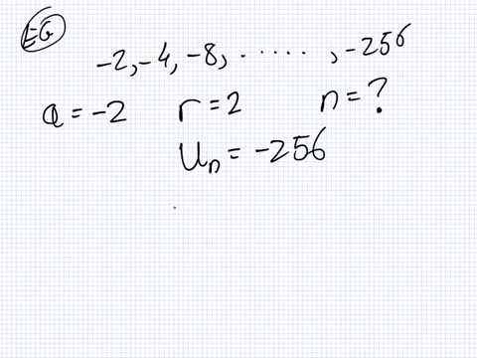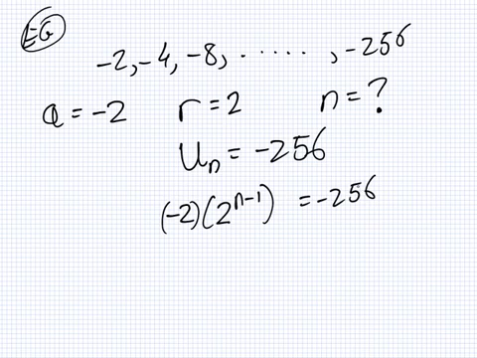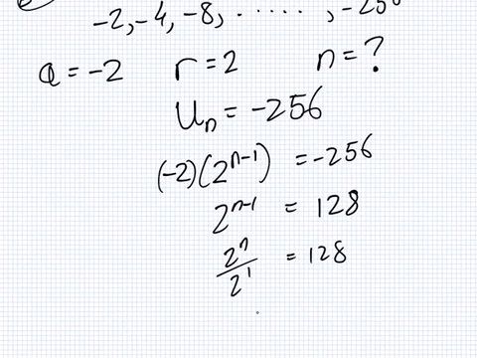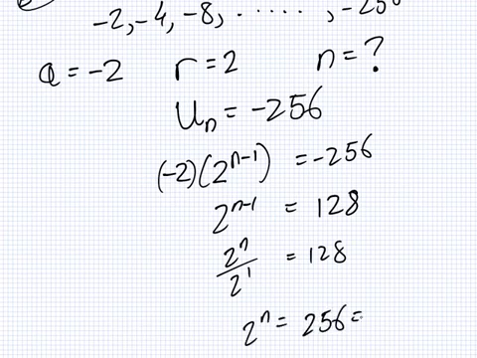The formula is a r to the power n minus 1 equals minus 256. I should divide both sides by minus 2. I get 128. This is 2^n over 2^1 equals 128. So now what do I do? Multiply both sides by 2. 2, 4, 8, 16, 32, 64, 128, 256. 256 is 2 to the power 8.